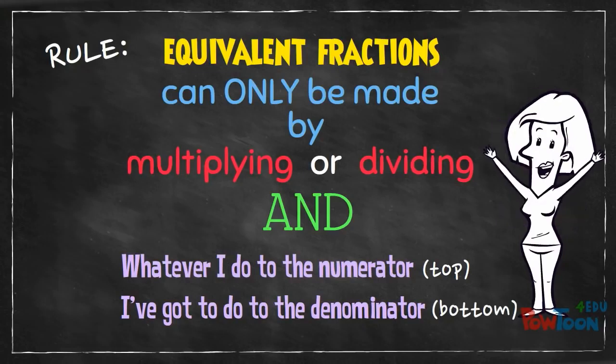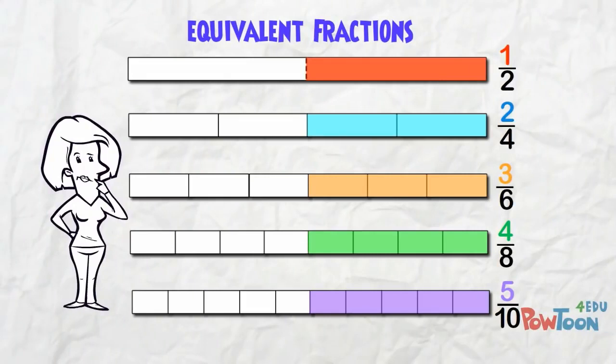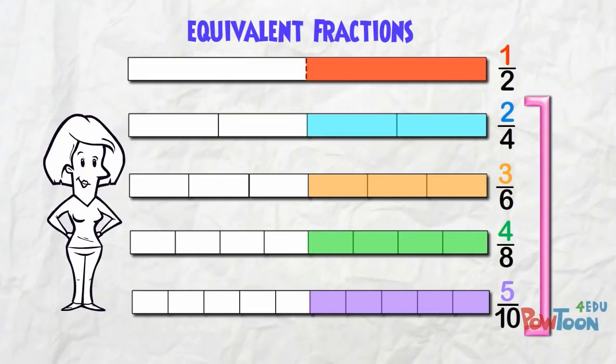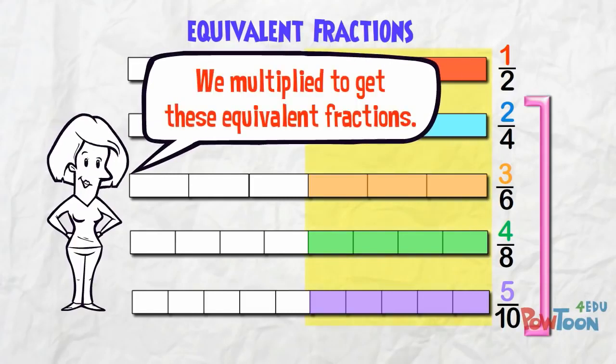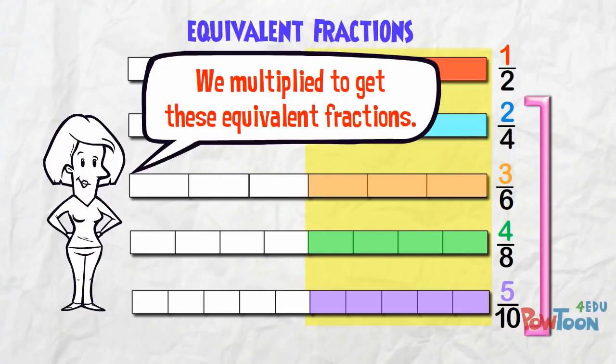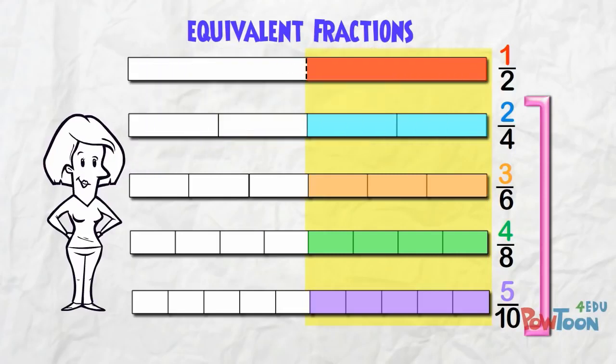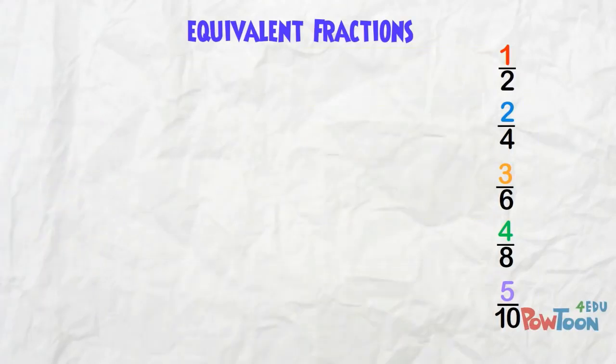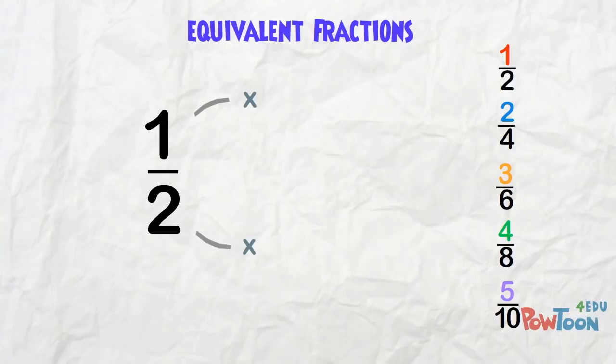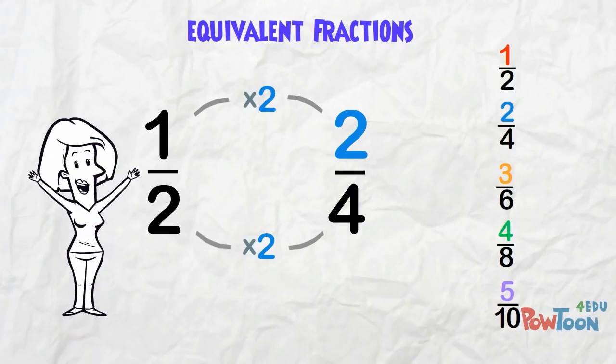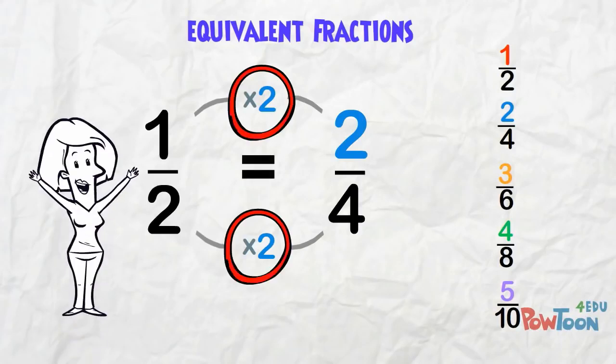Now let's go back. These equivalent fractions of 1/2 have bigger numbers, but we can see they all have the same size value. So we multiplied to get these equivalent fractions. Now let's think about that without the fraction strips. Here's 1/2. What do I multiply the numerator and the denominator by to get this equivalent fraction? 2. 1 times 2 is 2 and 2 times 2 is 4. I used a factor of 2 to make this equivalent fraction.